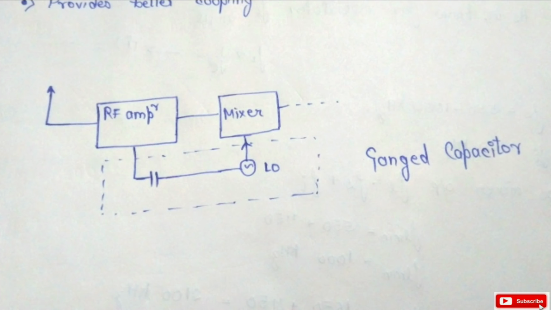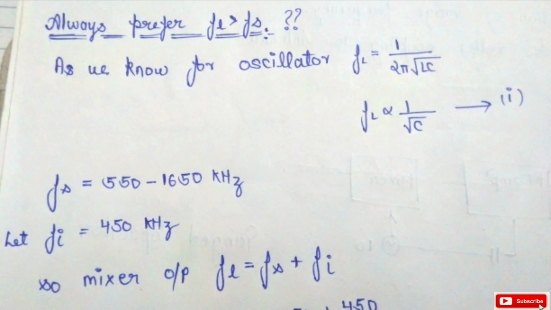The RF amplifier is a tuned amplifier constructed with a parallel combination of inductor and capacitor, and the capacitor of the RF amplifier is connected to the local oscillator. Then it forms the gang capacitor, and it is used in determining whether FL should be greater than FS or FS should be greater than FL. We always prefer FL to be greater than FS, and now we will discuss why. For the local oscillator, the frequency is given by 1 by 2 pi root LC, so FL is directly proportional to 1 by root LC.